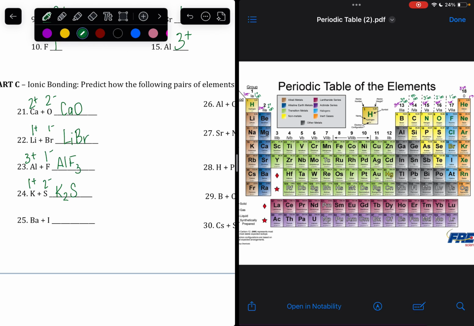Barium I have is number 56. That's in group 2. It has a 2+ charge. Iodine's over on my other side of the periodic table at 53 in group 17. That has a 1- charge. If I have a 1- charge on my iodine, I'm going to need 2 of those to cancel out my barium. So I'm going to end up with BaI2.